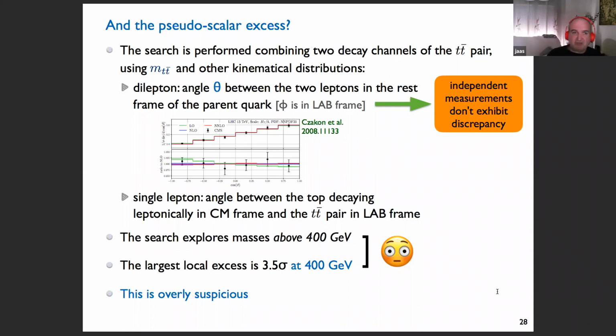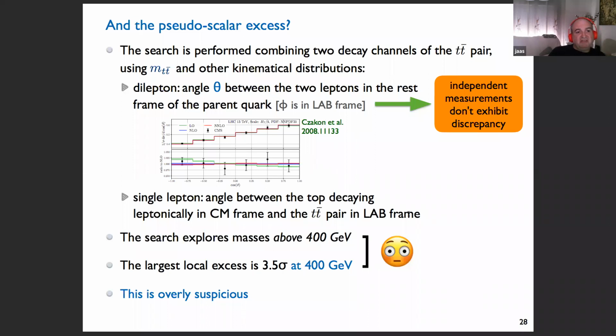in which you expect to see a bump if you have a new resonance. In the dilepton channel, they also use some angle, call it theta, between the two leptons in the rest frame of the parent quark. A bit complicated angle, but no problem. But for this angle, there is agreement from other measurements. So apparently the discrepancy, the excess they find at 3.5 sigma, doesn't come from this distribution.